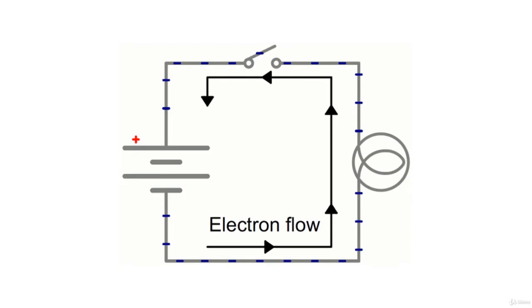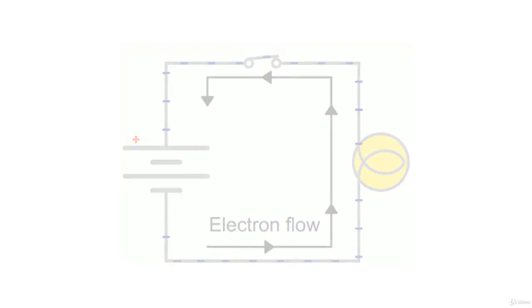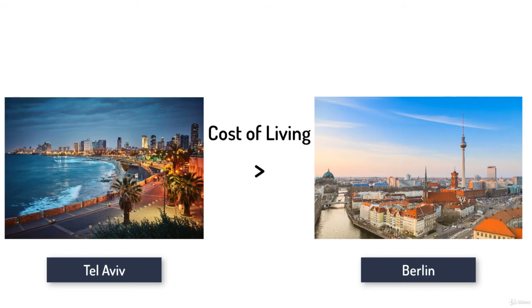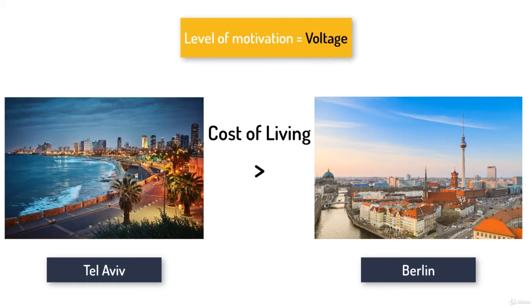Amazingly, the first time I tried this explanation in a workshop, one of the students raised his hand and asked, "So is it like when the cost of living in Tel Aviv is higher than the one in Berlin, motivating people to relocate?" At this moment, I knew it clicked. The more expensive Tel Aviv is relative to Berlin, people are more motivated to move. Their level of motivation is the voltage.